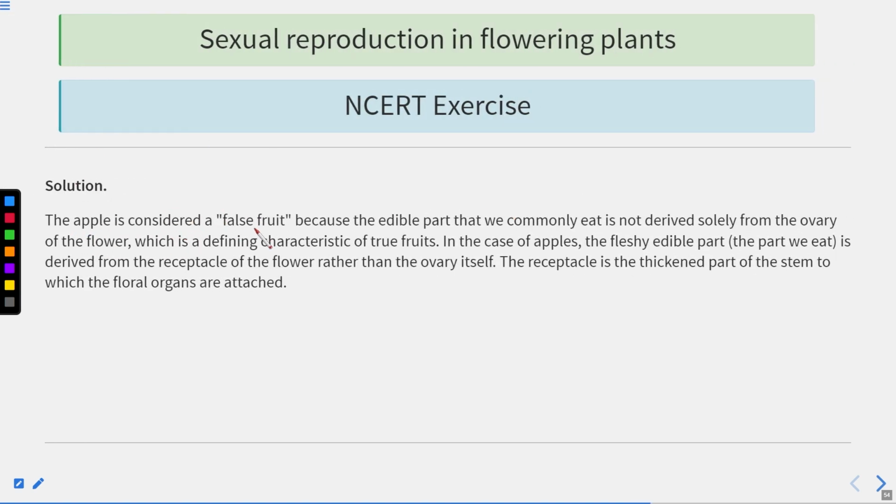Now, apple is considered as a false fruit because the edible part that we commonly eat is not derived solely from the ovary. So only ovary usually develops into the fruits. But in apple, okay, the fruit doesn't develop from the ovary itself. Okay, it is not solely derived from the ovary of the flower. Okay, which is a defining characteristic of a true fruit. So what is true fruit? It develops from the ovary only. But in case of apple, the fleshy edible part, the part that we eat, is derived from the receptacle. What is receptacle? It is also known as the thalamus.